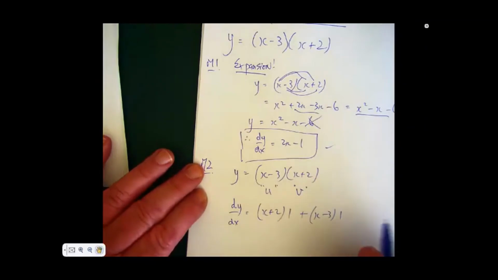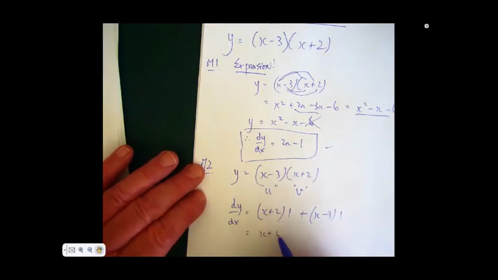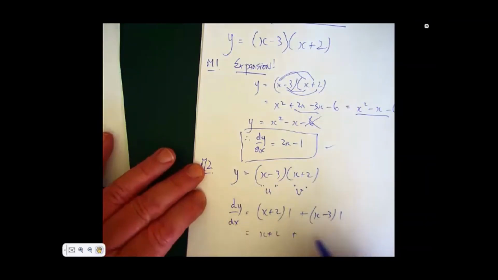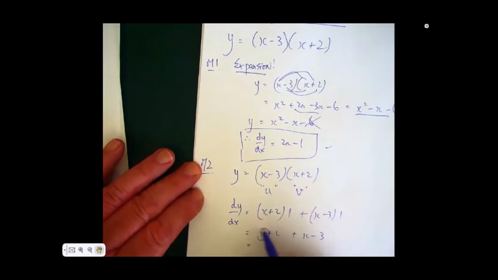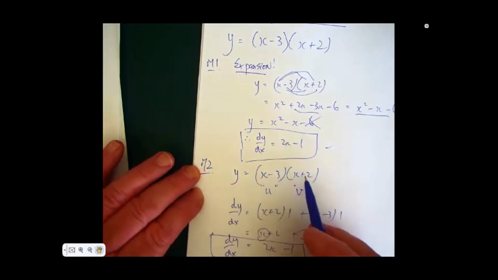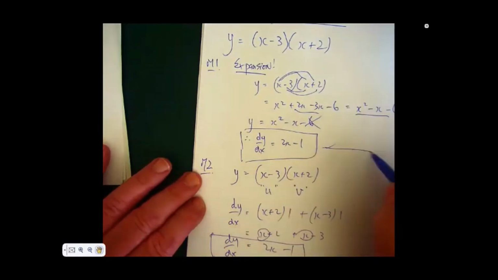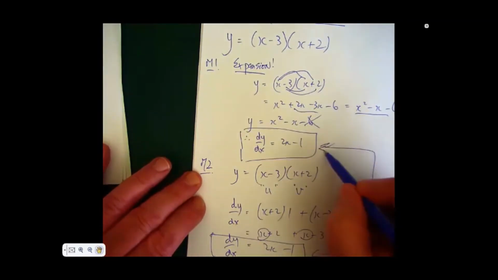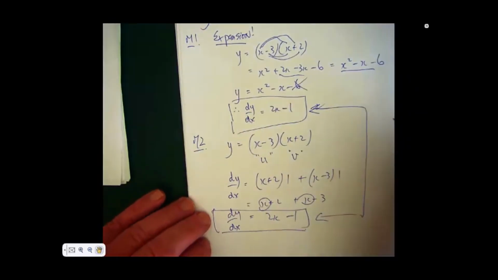This is quite a nice straightforward one. So this will give us x plus 2 times 1, which is just x plus 2. x minus 3 times 1 is just x minus 3. So here we have 2x minus 1. So therefore the differentiated form of this, as seen by the product rule, is this. And notice, fortunately, we've got the same answer. Now I've shown that because sometimes it's easy.